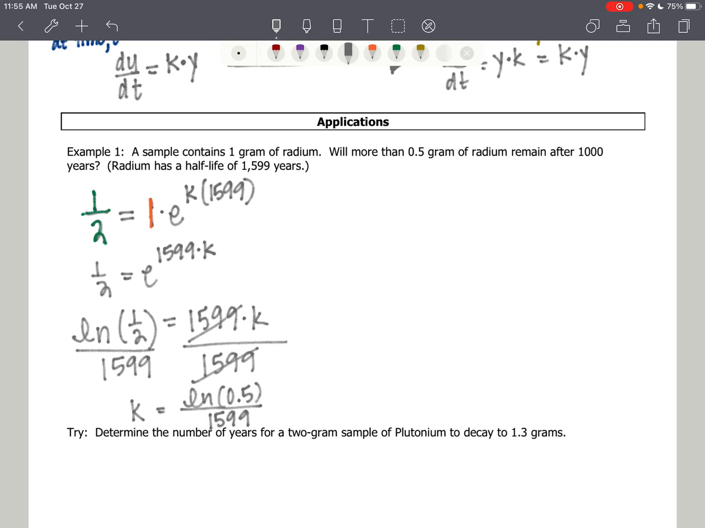Now, will there be more than a half a gram remaining after 1,000 years? Yes, there is going to be more than a half remaining after 1,000 years because it's going to take almost 1,600 to get down to a half. But how much exactly will remain? Well, y is going to equal that 1 that we started with times e raised to the kt power. So k is the natural log of 0.5 divided by 1599, and our time is 1,000 years.